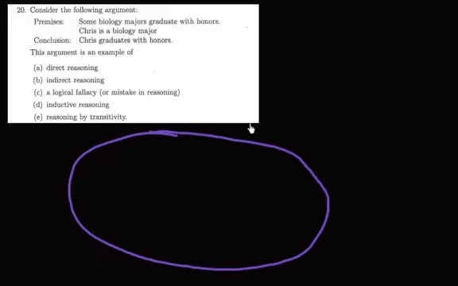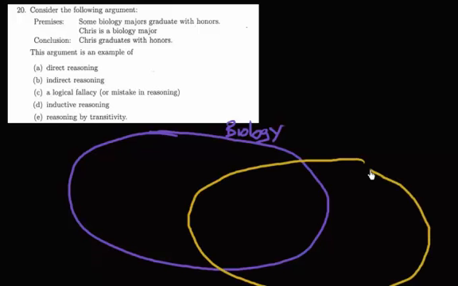You may or may not have done this in class, and that's okay. Hopefully you understand what's going on. Let's take the circle of biology majors, or biology graduates. Anyone in here is a biology graduate. Now, some of them graduate with honors. Let's think of this as a Venn diagram. Then you have the people who graduate with honors. So some biology majors graduate with honors, and that's true.